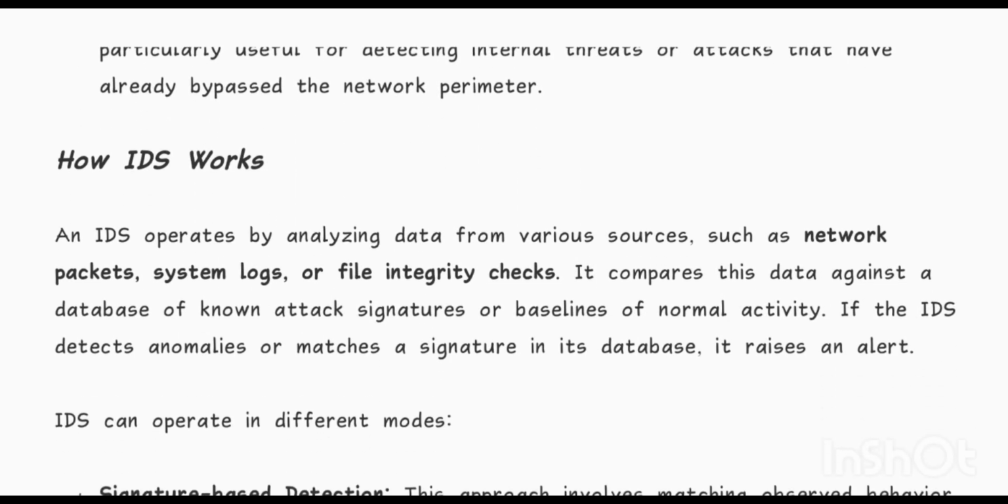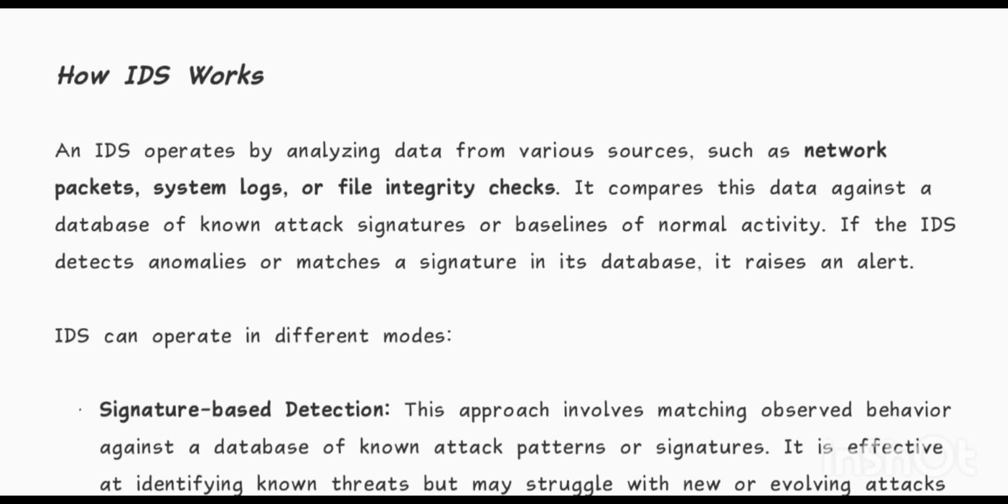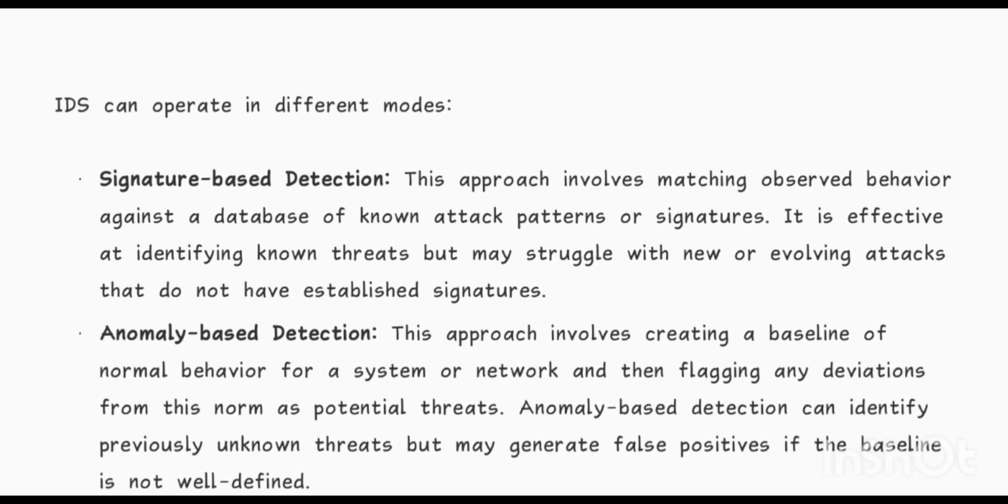How IDS works. An IDS operates by analyzing data from various sources, such as network packets, system logs, or file integrity checks. It compares this data against a database of known attack signatures or baselines of normal activity. If the IDS detects anomalies or matches a signature in its database, it raises an alert. IDS can operate in different modes.